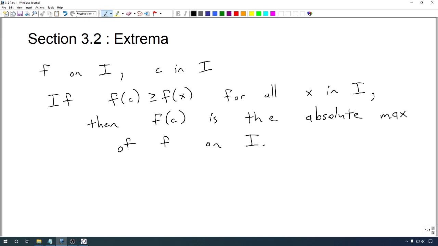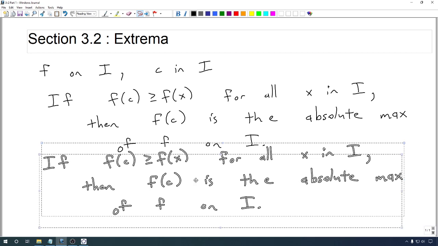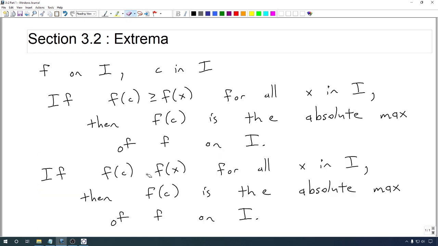Of course, we also have the reverse. If instead of f of c being greater than or equal to all the f of x's, it's less than or equal to, then this turns into a minimum. I don't want to have to rewrite all of that, so let's just go ahead and abuse copy and paste. If f of c is less than or equal to f of x for all x in I, then f of c is the absolute minimum of the function on that interval or domain.